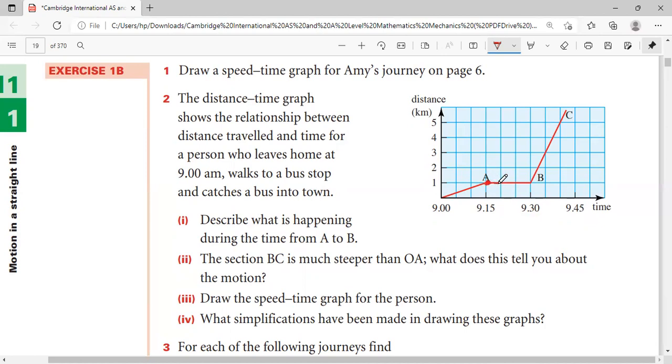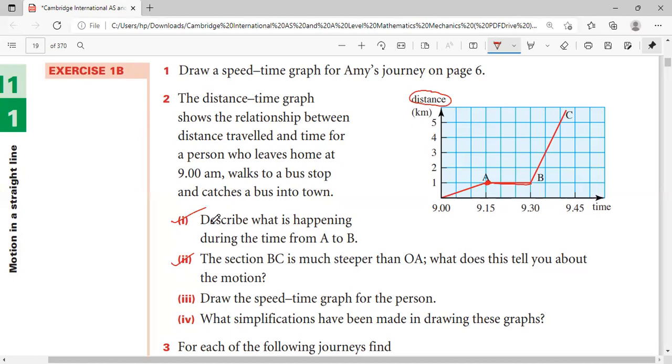Sir, it's steady. Yes, because this one is a distance time graph, and whenever you have a straight line in a distance time graph, it means this object, this man, was stationary. He was standing. He was not walking. Yes. Right?